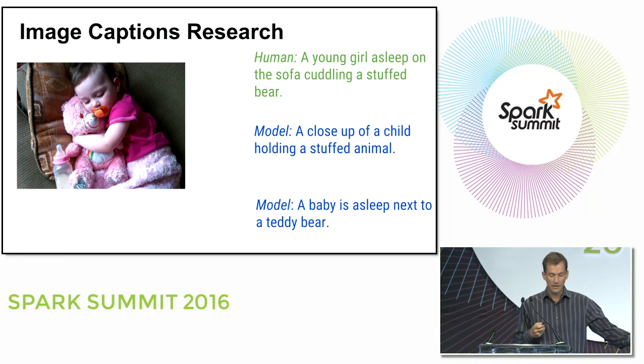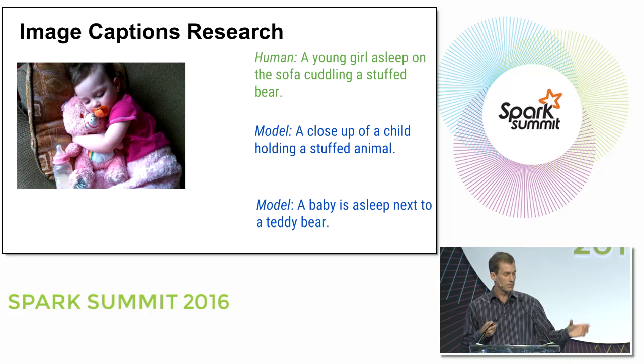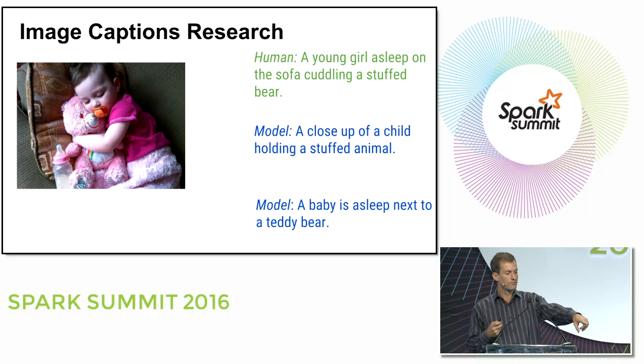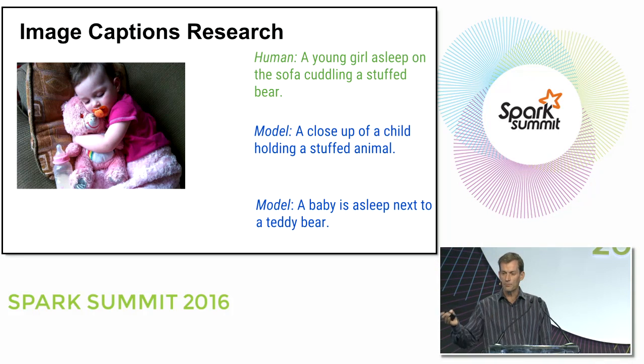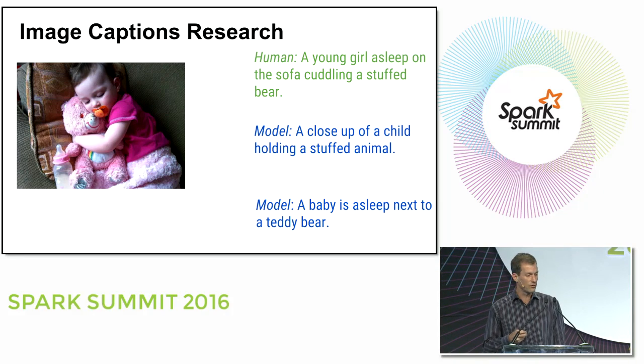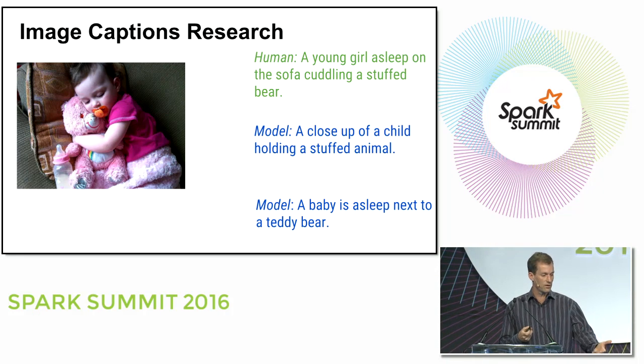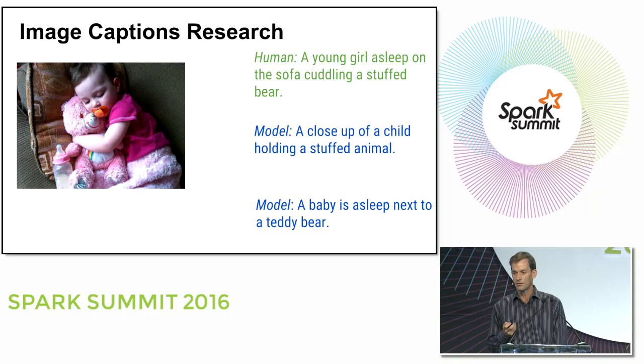Image captions research. I showed you that image earlier. This is an image that the model was not trained on, but as a test image. These are two different outputs from a model that can caption images. It can generate a whole sentence about an image, just given the pixels. The model says, a close-up of a child holding a stuffed animal, or another sentence from the generative model is, a baby is asleep next to a teddy bear, which are pretty good, right? A human actually annotated this, a young girl asleep on the sofa cuddling a stuffed bear.